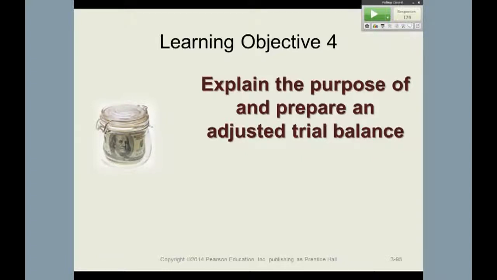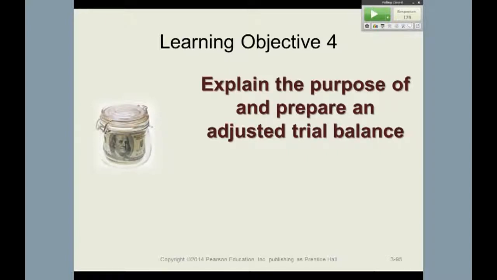So the end process of making the adjusting entries is to be sure that the accounts are properly stated on the balance sheet. So right now, when you prepare a balance sheet from the adjusted trial balance, you're going to use unearned revenue of $200 and not $480. That's the corrected balance, and that's the purpose of the adjusting entries.